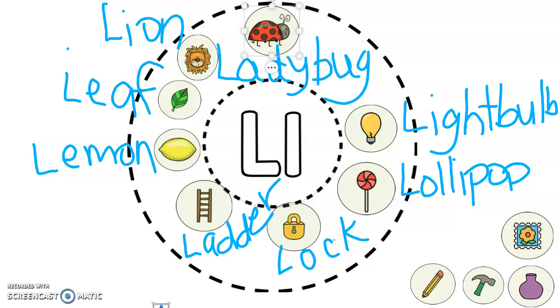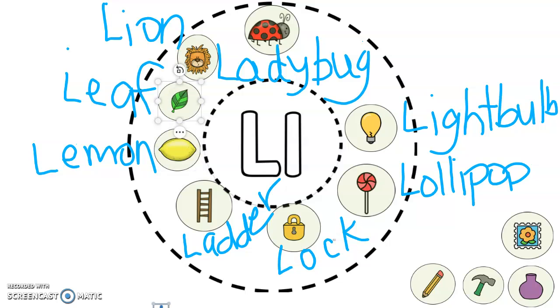All right, let's go back and read all of our pictures. Repeat after me. We're going to start with ladybug and go around the circle like we're reading it like a clock. Ladybug, light bulb, lollipop, lock, ladder, lemon, leaf, lion. All right, boys and girls, one more time. What sound? Ooh. How do I write ooh? L. So we did letter L for ooh today. All right, boys and girls, see you later.